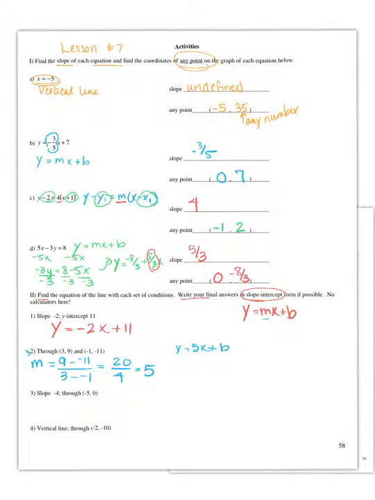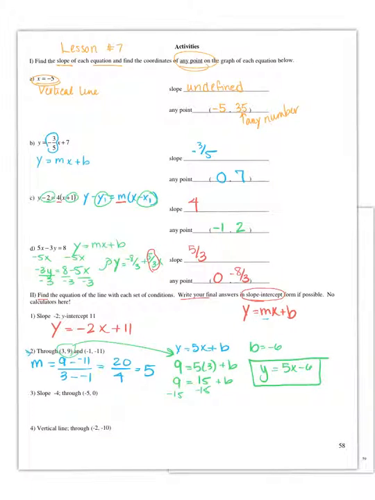Now that we have the slope, we can find our intercept. We'll put the slope into our equation, y equals 5x plus b, and use one of the points to now solve for b. Plugging in 9 for y and 3 for x, we're able to find b. So b is equal to -6. Once we have b, we can put it all together to write our equation, y equals 5x minus 6.